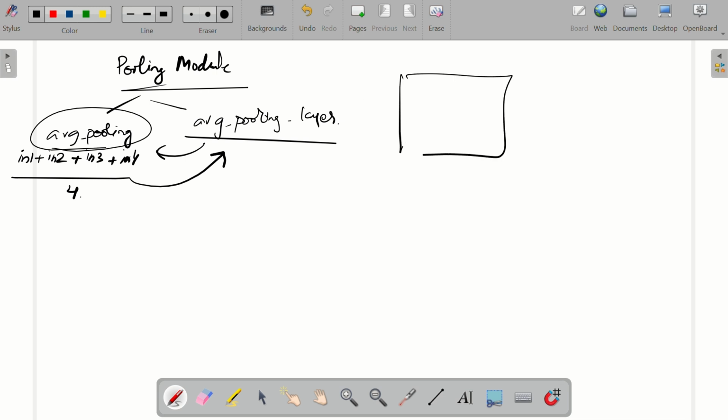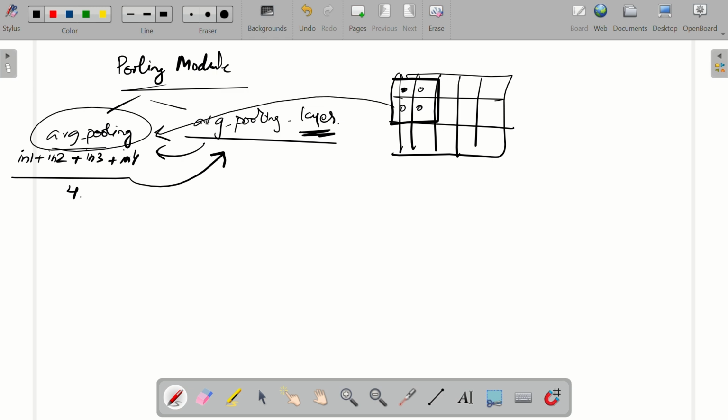Now you have an image. Let's say you have these pixels in the image. You have 4 pixels here, right? So these 4 pixels will be sent by the pooling layer module to the average pooling module, and this average pooling module will compute the average and store the computed average in location 0. So that's how the pooling dynamics works.